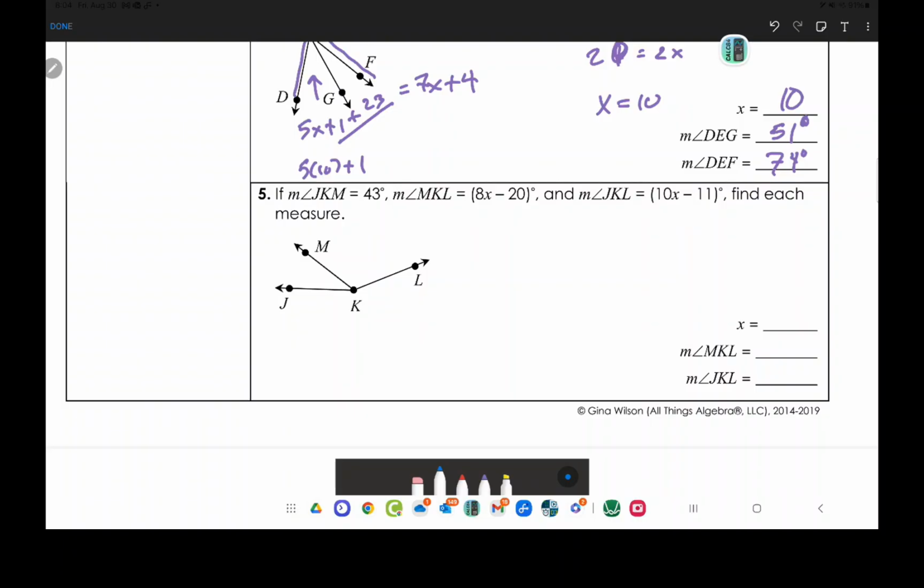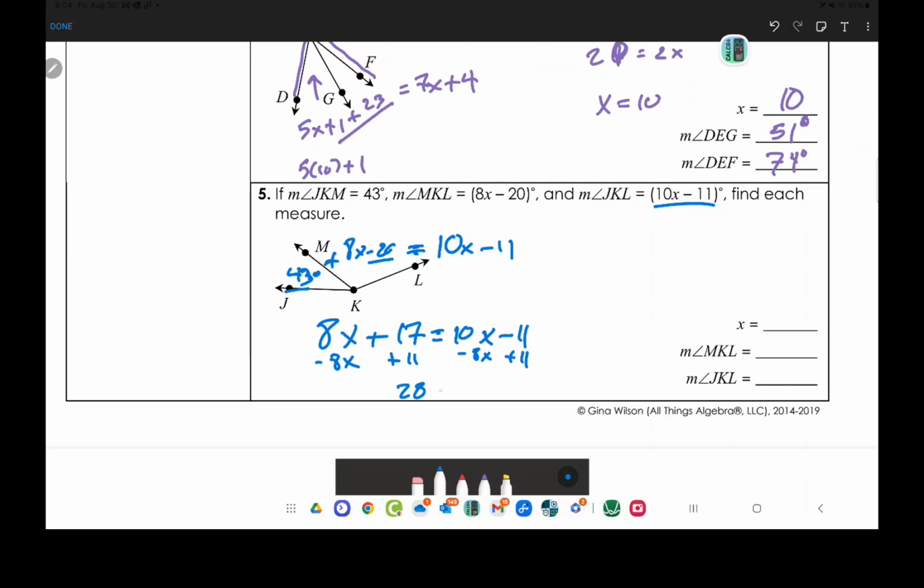Now before we even get started, we're given that JKM is 43 degrees. MKL is 8x minus 20, and JKL, the entire angle, if I add these together, I should get 10x minus 11. So combining these two, we get 8x plus 17 is equal to 10x minus 11. Subtract the 8x over, add the 11. We get 28 is equal to 2x, which means x is 14.